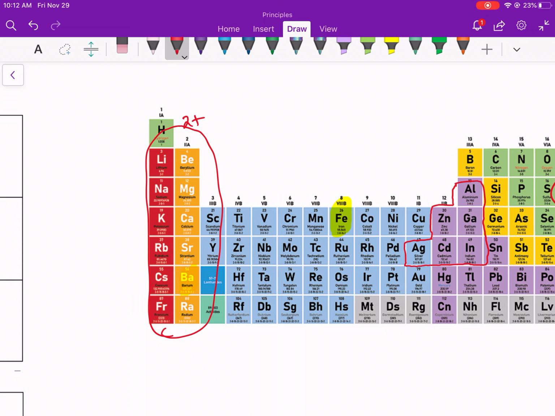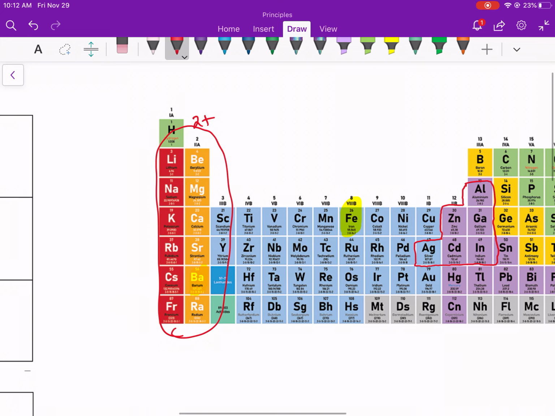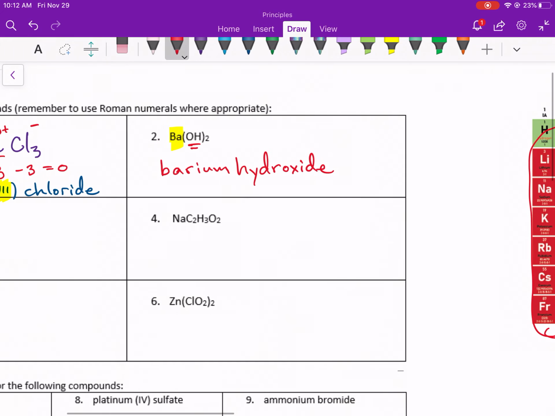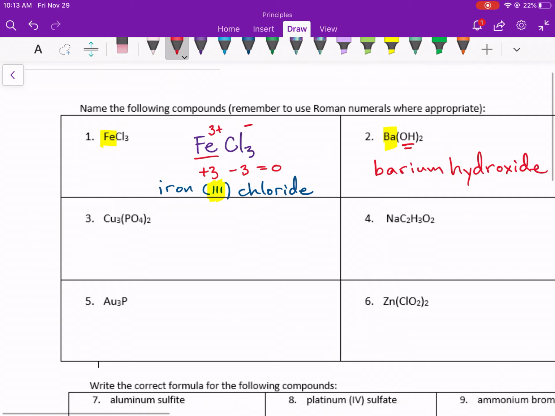So it kind of makes a little staircase. So all the metals outside of that staircase, or outside of the S block, are going to be transition metals and need to have a Roman numeral. But barium is not, so it doesn't get a Roman numeral. Okay. Let's see if you can work through this next one a little bit more on your own here.